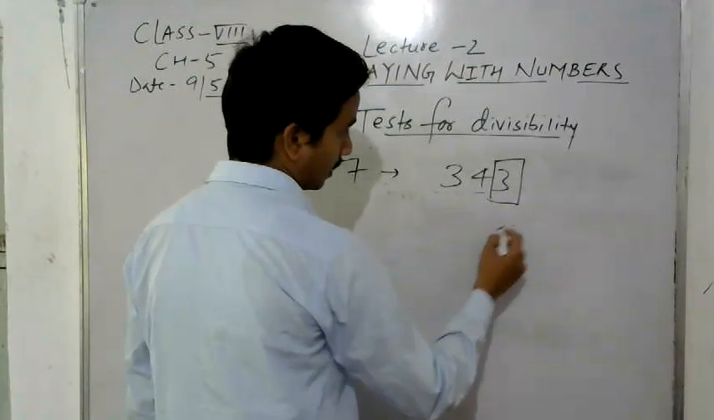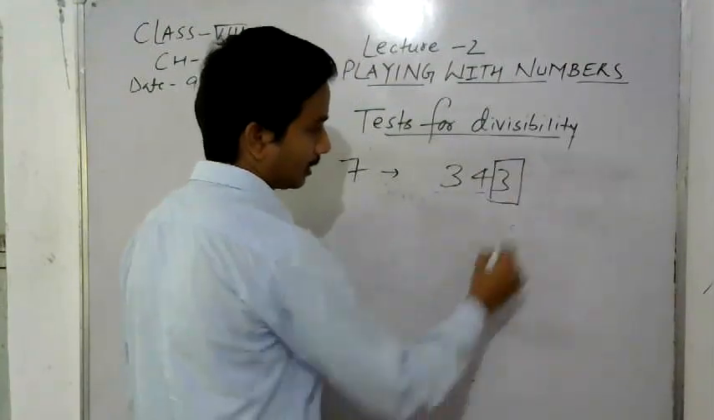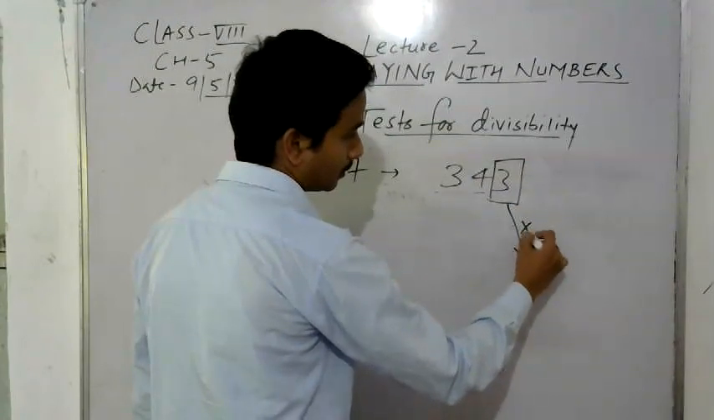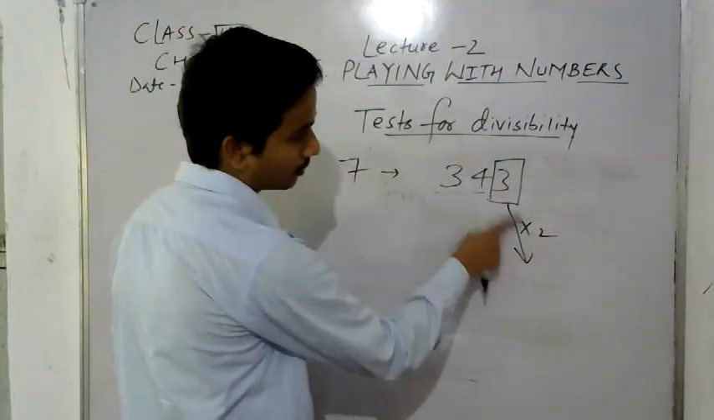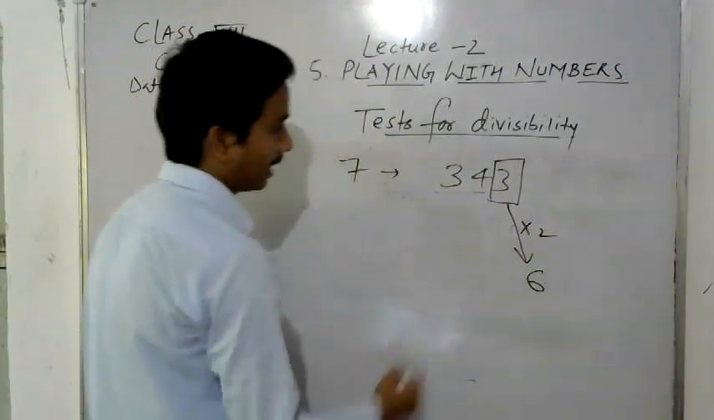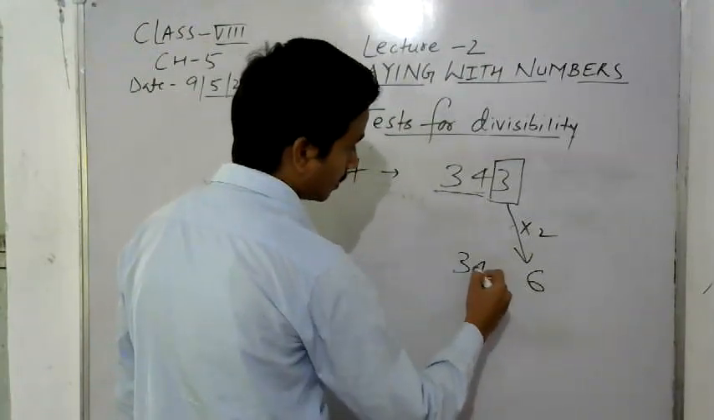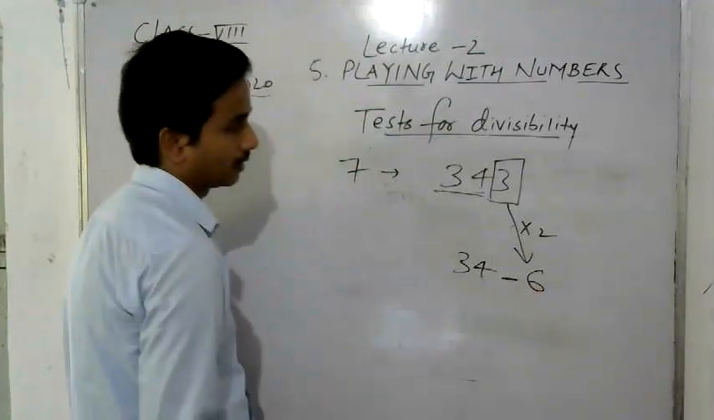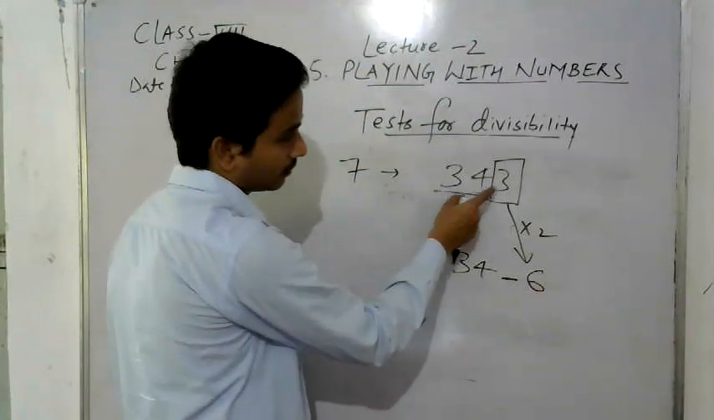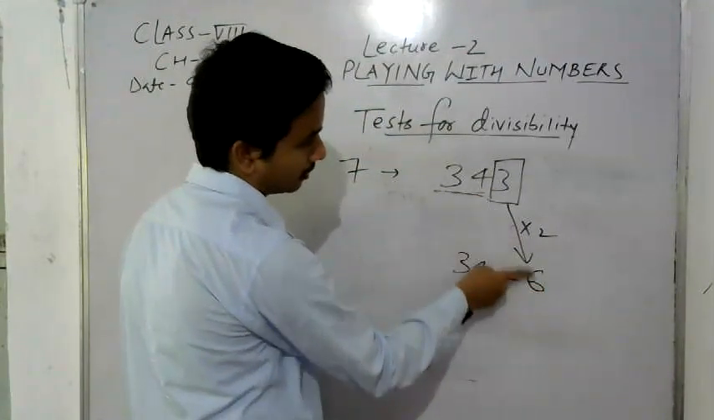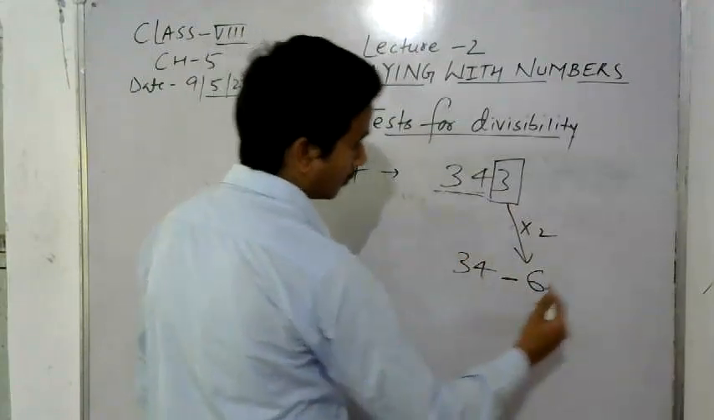Mark the last digit and double it. Multiply it with 2. What is 3 times 2? 6. And what is the remaining digit? Remaining digit is 34. Subtract the remaining digit from the double of the last digit. What is the double? 6. What are you getting?